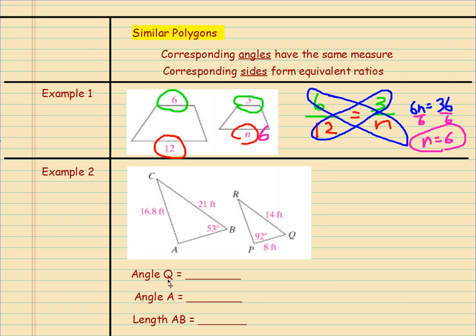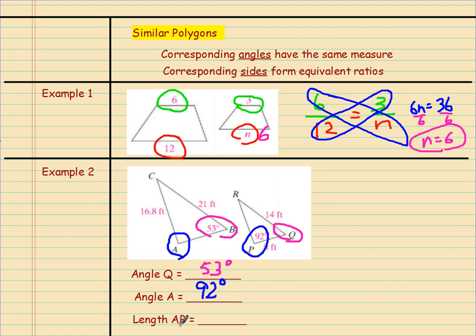So let's look at angle Q. We know that corresponding angles have the same measure. So Q, we don't know yet, but we have the corresponding angle over here. And angle B. These two angles are corresponding. They match up to each other. So if B is measured 53, Q has to be 53 degrees as well. Wasn't that simple? Let's look at angle A. Angle A we don't know, but angle P is corresponding to angle A. P is 92 degrees, so A has to be 92 degrees as well. Aha!